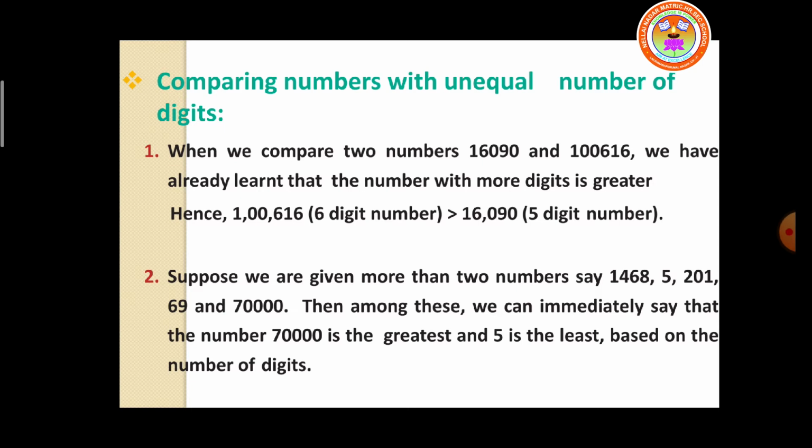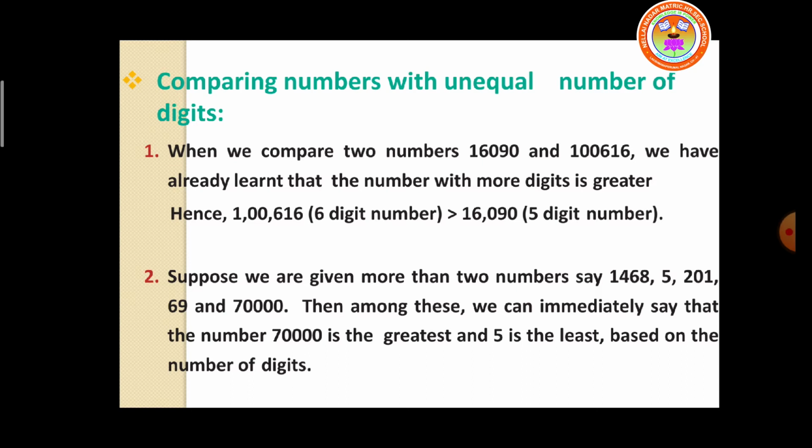In case the two numbers have an equal number of digits, you have to compare according to their place values. Okay, then read the second point. Suppose we are given more than two numbers, say 1468, 5, 201, 69 and 7 lakh. Then among these we can immediately say that the number 7 lakh is the greatest and 5 is the least based on the number of digits.